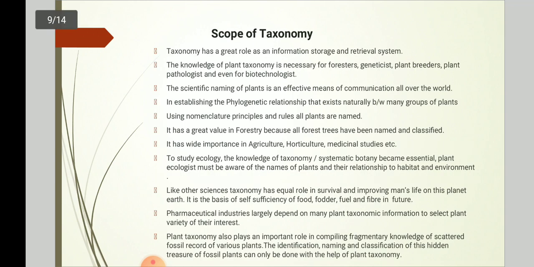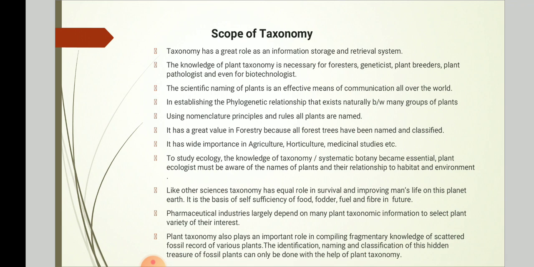Then the scope of taxonomy. Taxonomy has a great role as an information storage and retrieval system. The knowledge of plant taxonomy is necessary for foresters, geneticists, plant breeders, plant pathologists, and even biotechnologists. The scientific naming of plants is an effective means of communication all over the world. It helps in establishing the phylogenetic relationship that exists naturally between many groups of plants.